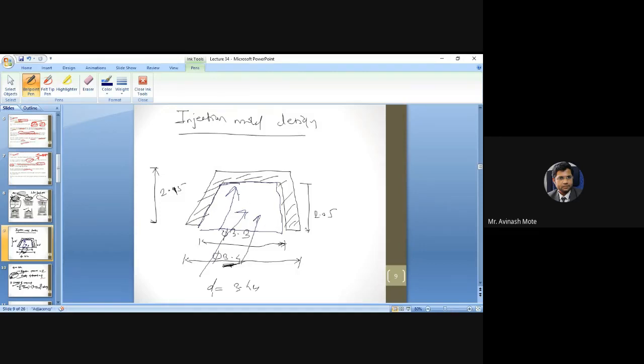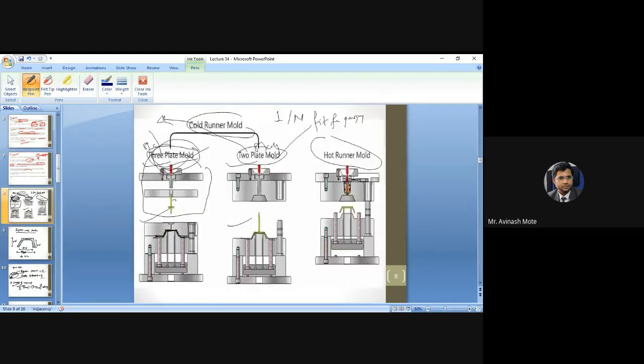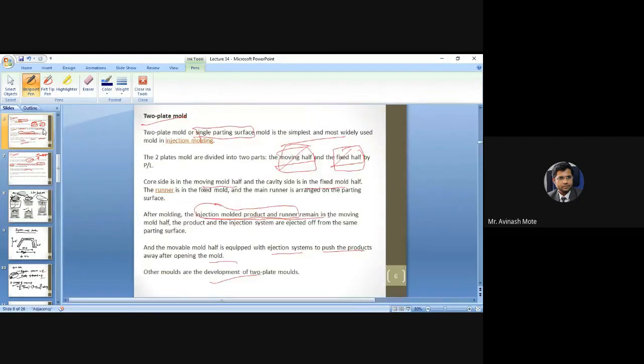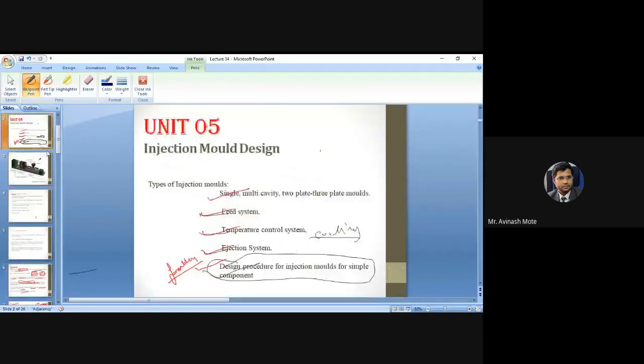So we calculated their cavity dimensions, but here, as there is no ram or punch, these internal dimensions are not required. Only with the external dimension we can calculate all the required dimensions of the mold, right? So that's what this injection mold component design is, right? And I think we have completed almost all the points.